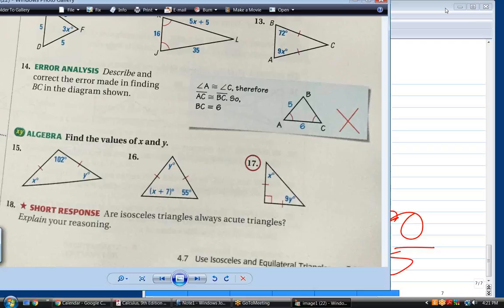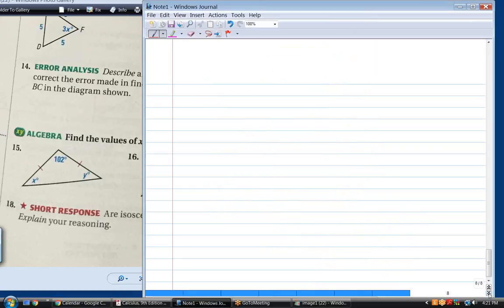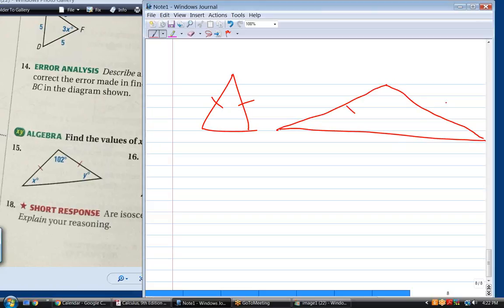Are isosceles triangles always acute triangles? I know that they're not, but I'm not sure why. Well, the best way to handle a problem like this is, most of the time we look at and we think of that being an isosceles triangle. They're all acute. Okay? But notice that if I make it like this, it's still isosceles, but it's not acute. That's an obtuse angle.